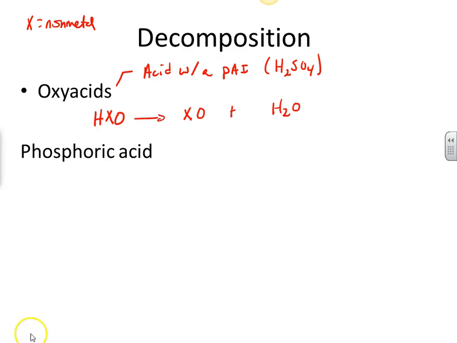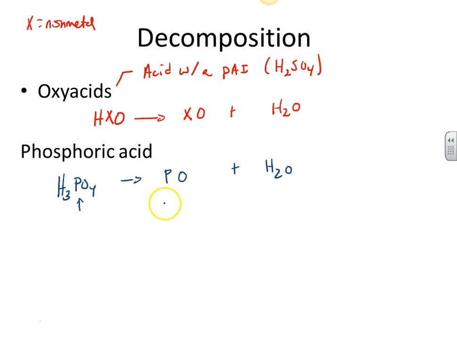So as an example, I'm going to change ink colors. As an example, phosphoric acid, H3PO4, when it decomposes, has a tendency to break apart into a non-metal oxide. The non-metal is coming from the polyatomic ion, the non-metal other than oxygen. So that's going to be a phosphorus oxide plus water.